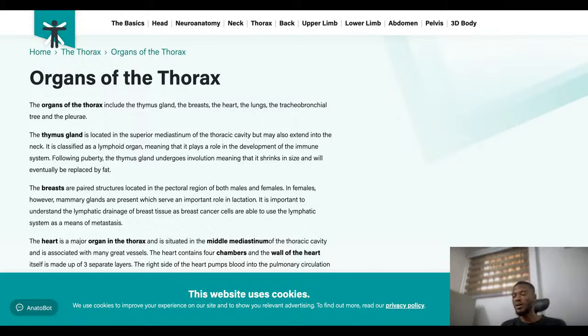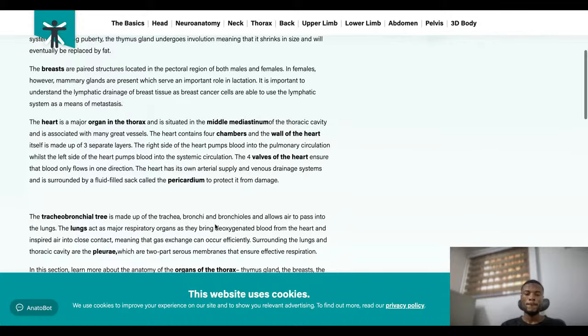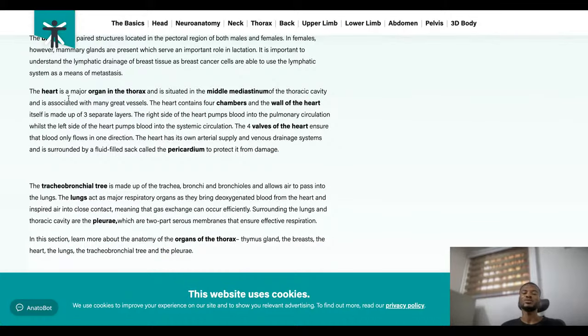So when you learn about action potentials and all that, you get to know that the contraction of heart muscles, smooth and skeletal muscles, is highly dependent on what? The calcium ion. Okay. And so the heart is a major organ in the thorax, in the middle mediastinum.